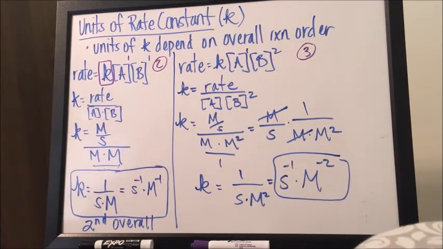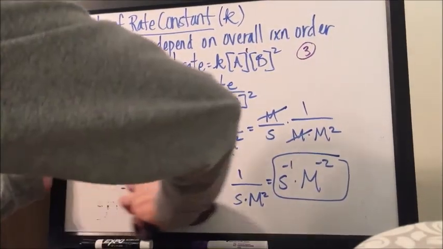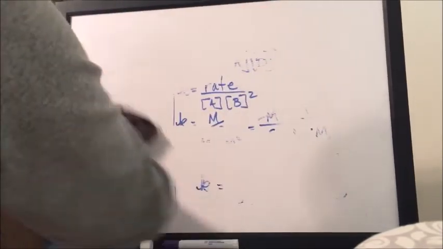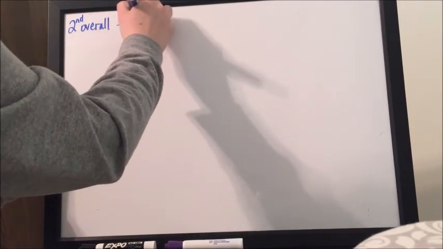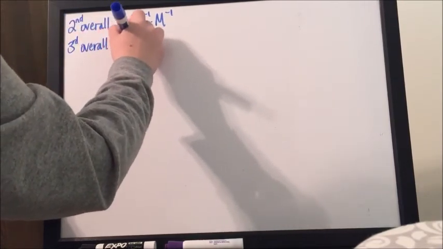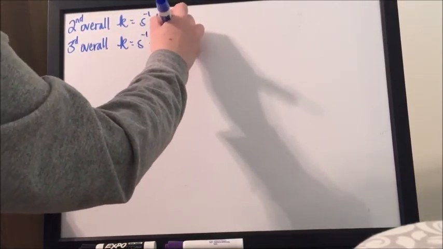So, again, maybe you don't see a pattern yet. We're going to do one more. And I'm gonna summarize my results up there in the top because I have to erase them. I'm out of room. Okay, so let's summarize. When it was second overall, K was s to the negative 1, m to the negative 1. When it was third overall, K was s to the negative 1, m to the negative 2.